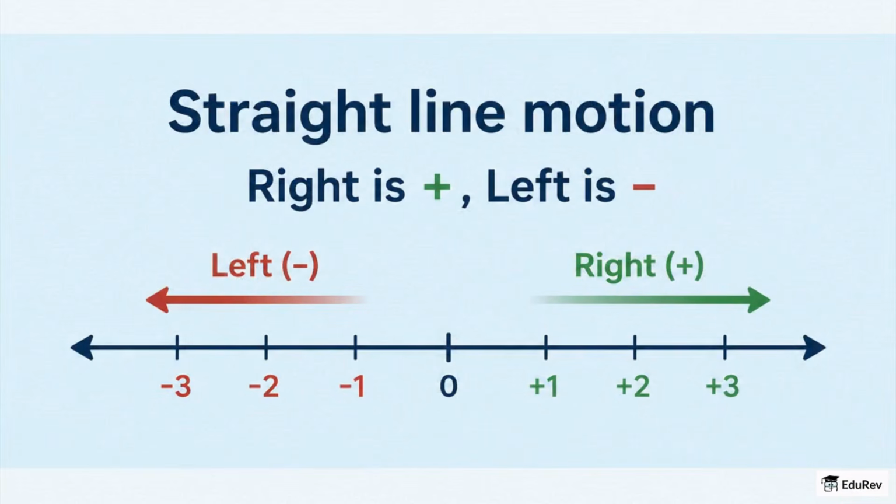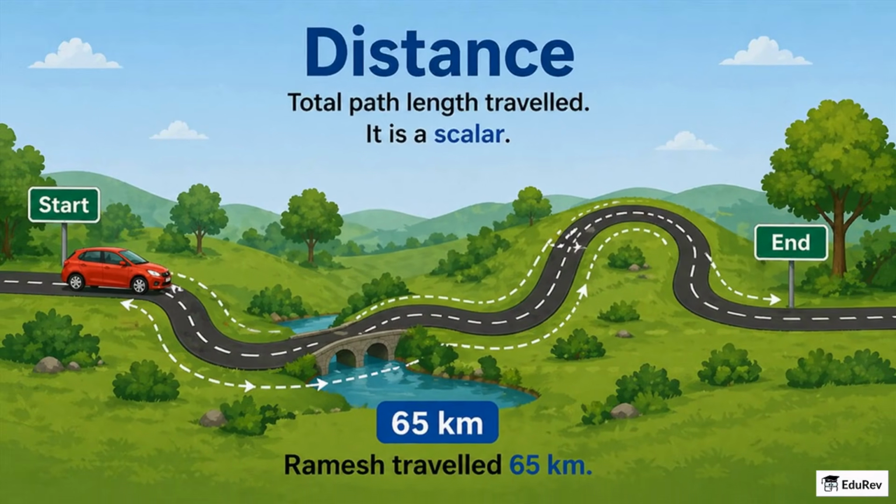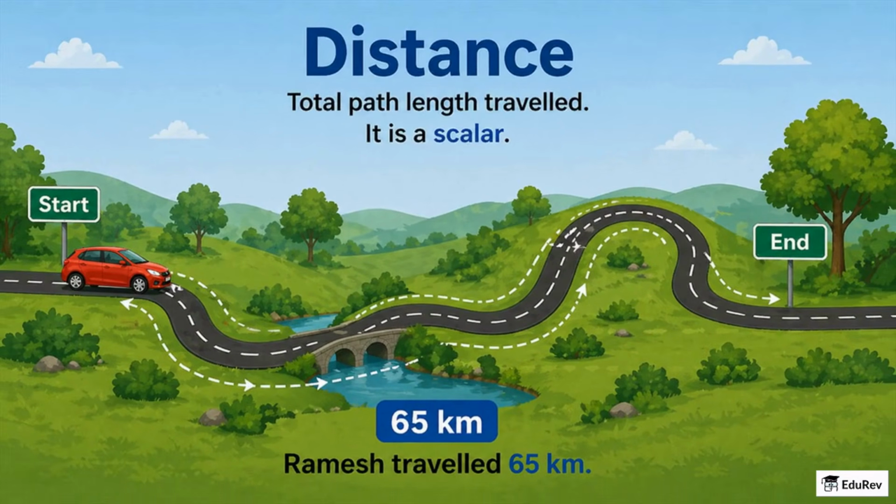In straight line motion, we use plus and minus signs to show direction. Usually, right is plus and left is minus. Distance is the total path length an object travels and is a scalar. It needs only a number. For example, Ramesh traveled 65 kilometers.